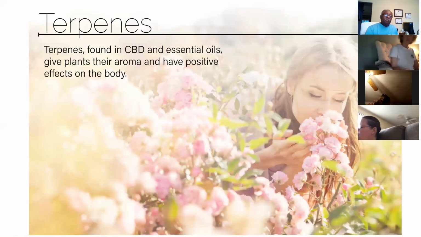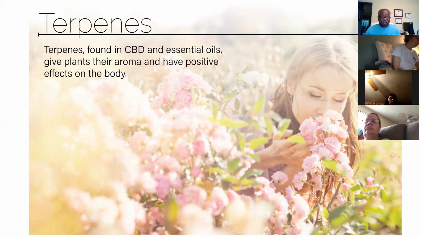One of the key pieces of both hemp and something that we're familiar with is called terpenes. Terpenes are found in CBD, and they're also found in essential oils. And what terpenes do is give the plants their distinctive aroma. And they also have many positive effects on the body.